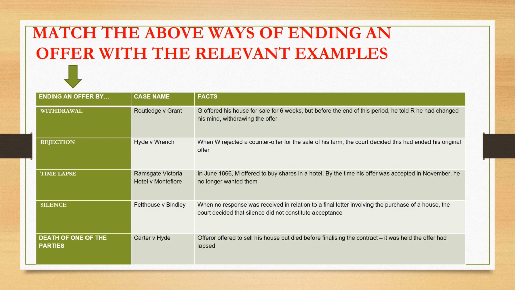Okay, so here are the answers. You see an illustration of withdrawing an offer is Routledge and Grant, but also you could use Dickinson and Dodds here instead if you wanted to. Rejecting an offer comes from the case of Hyde and Wrench. Please do look at this case because this shows if you make a counter offer in response to an offer, that academically, contractually ends that original offer.